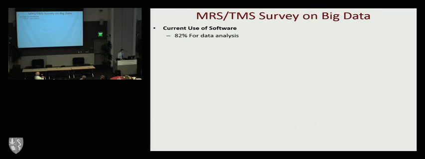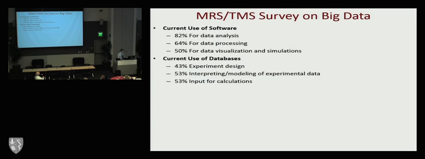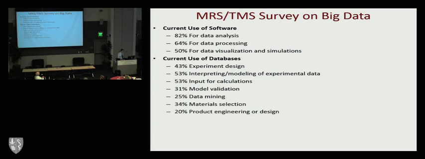Some of the answers we got were current use of software is 82%. We all use software, for data analysis and data processing, or almost all of us, for data visualization and simulations. Many of us use databases. I mean, it's hard to believe that these numbers really aren't 100%. I mean, we can't get by without them. Model validation and data mining and material selection, product engineering or design.